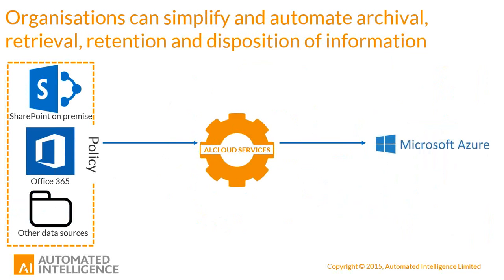So once we perform that migration, that cleansing and categorizing exercise, what we can then start looking at is utilizing cloud services from Automated Intelligence to actually bridge the gap between the two platforms. So where we have content in SharePoint, and where we have content, for example, in Azure, we still want to be able to access and manage that content in the same way.